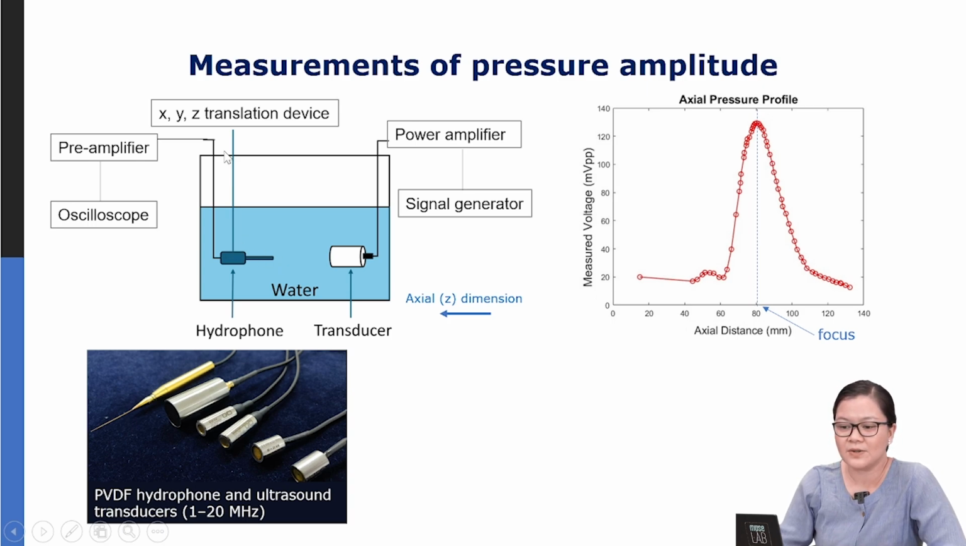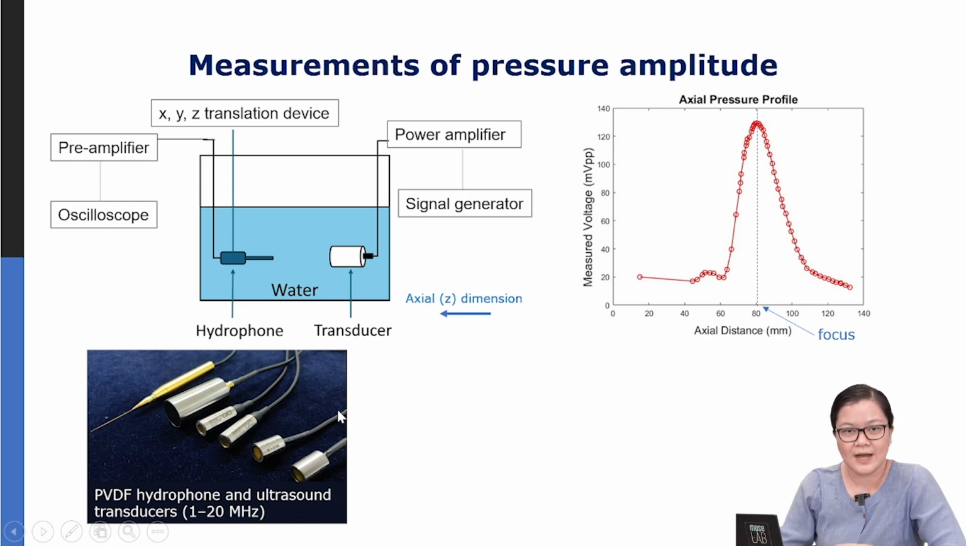Now this hydrophone is also connected to a translation device that allows the hydrophone to map the beam in 3 dimensions. It also is connected to a preamplifier and an oscilloscope right here. So the figure on the bottom left here is just showing an example of a PVDF transducer. It's called a needle hydrophone, and a couple of ultrasound transducers ranging from 1 to 20 megahertz.